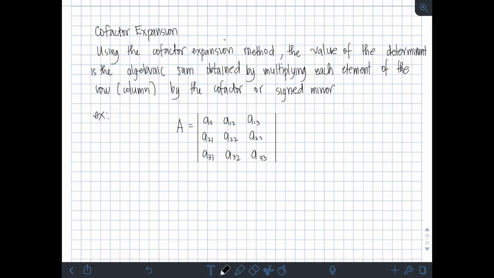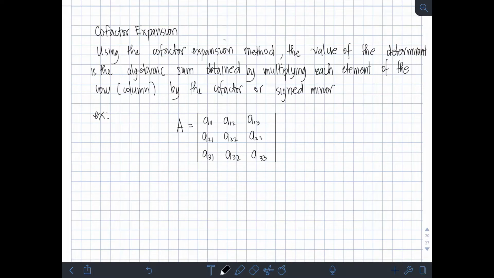Okay? Next, dumako na tayo sa pinaka-cofactor expansion method to find the determinants of a matrix. So, sabi, using the cofactor expansion method, the value of the determinant is the algebraic sum obtained by multiplying each element of the row or column by the cofactor or signed minor.